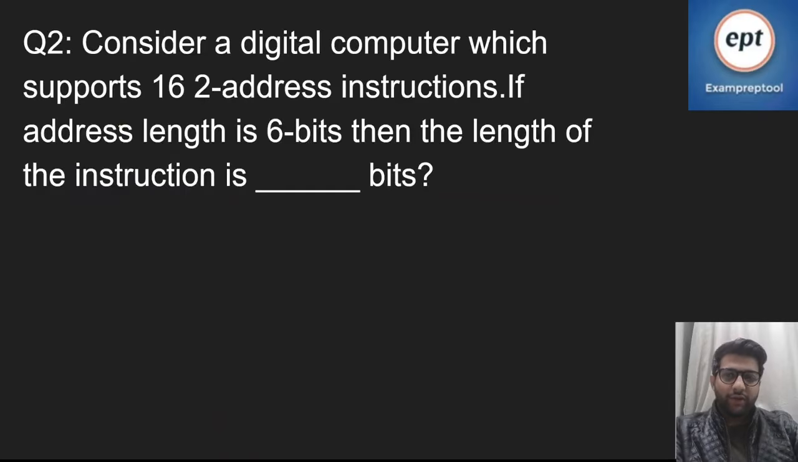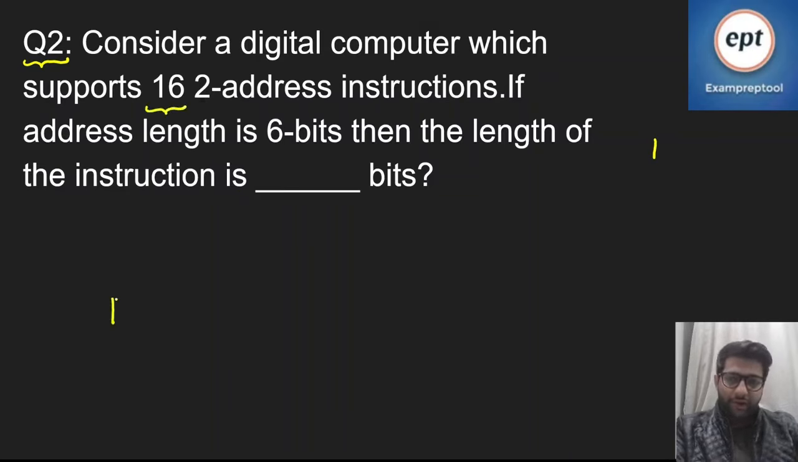So let's move on to the next question. Question number 2. So this is a very easy question. If you know a little bit about instructions also, you can solve this type of question. So consider a digital computer which supports 16 two-address instructions, right?